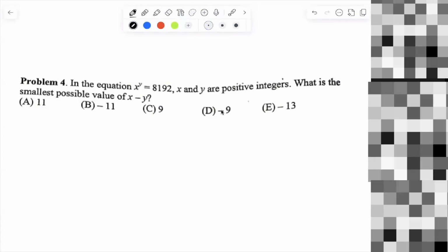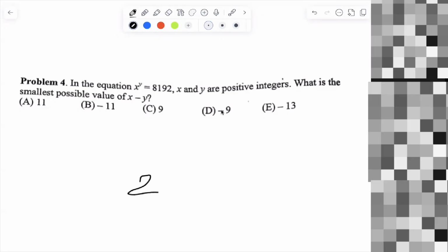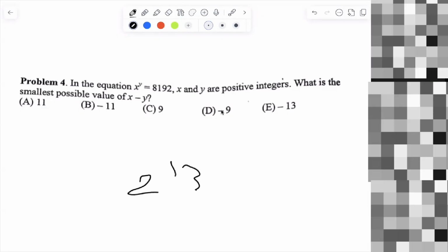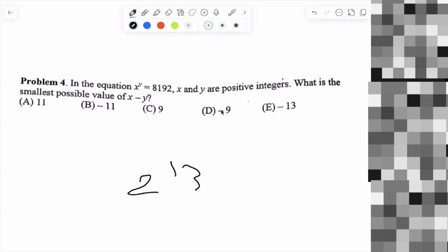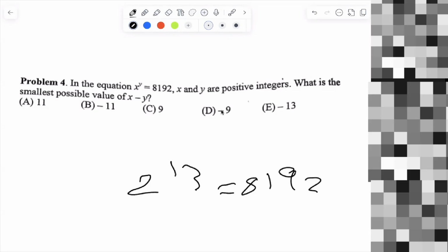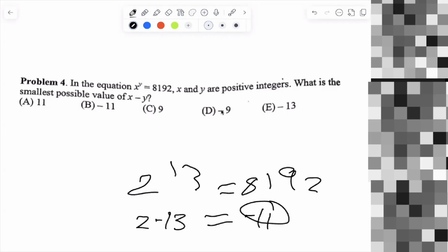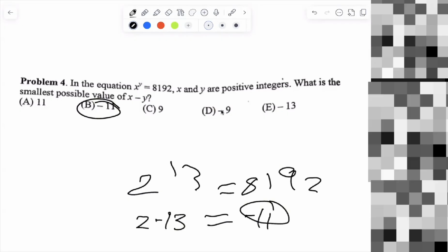Well, notice that you can get this 8192 by doing 2 to the 13th power, or 2 multiplied 13 times. So what is the smallest possible value of x minus y? Well, this is just 2 minus 13, or negative 11. So the answer is just B. Alright.